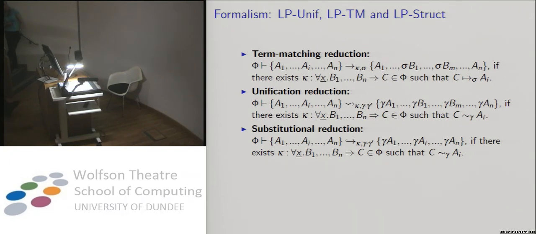You can define by the same token unification reduction, but in this case, if you unify A_i with C, you also need to apply the unifier to all other subgoals. So here, your matcher doesn't actually affect anything else, because the matcher only concerns substitution to your kappa in this set of axioms Phi, and unification will actually affect everything else because unification will compute a substitution for both C and A_i. And then you can also think, well, there is something slightly strange going on here. There is substitutional reduction. You take a unifier of A_i and C, and you don't do anything at all to your goals apart from applying some substitution.